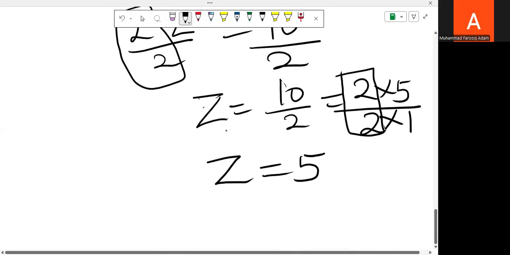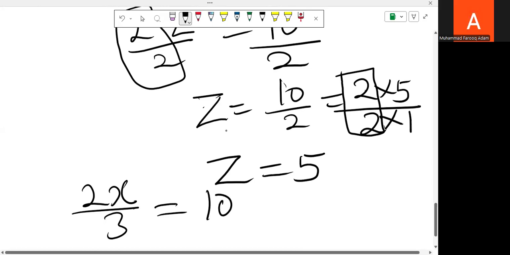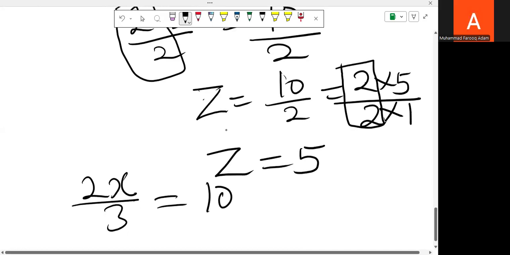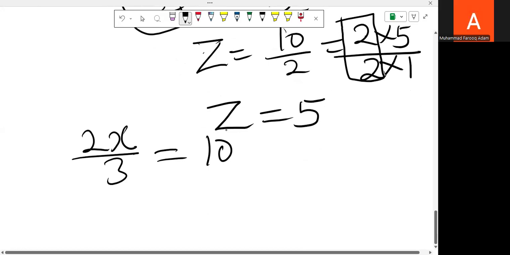So let's quickly go to our next class. What we are going to be discussing today is the same thing, but something different. We have a question that says 2x divided by 3 is equal to 10. How do we solve this question? There are two ways to solve it. I'm going to show you.